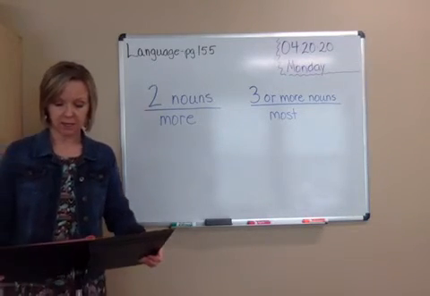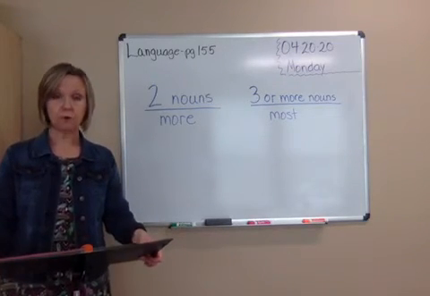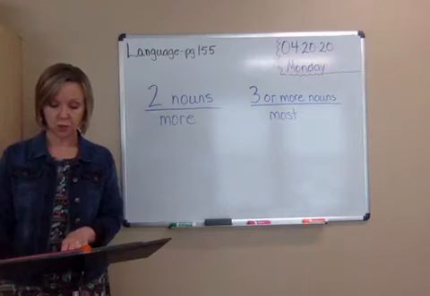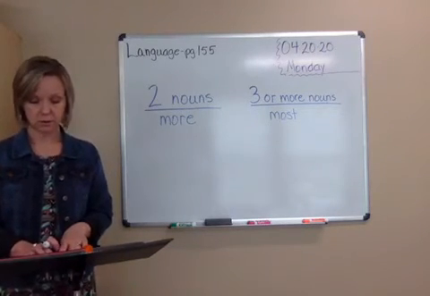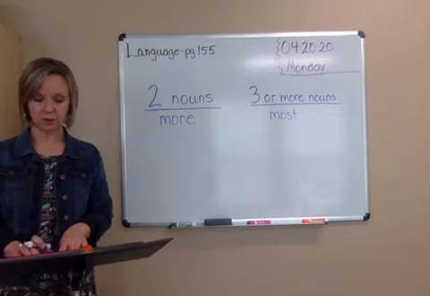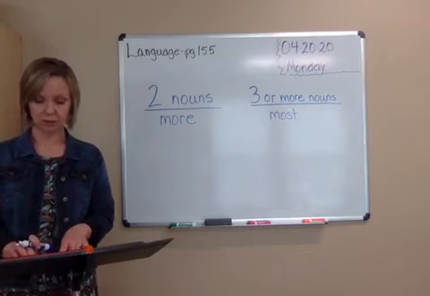Let's look at Think B. Circle the correct adjective in the box. If you compare, number one, your dog to three other dogs, is he smart, smarter, or the smartest? Smartest. That's right, three or more.